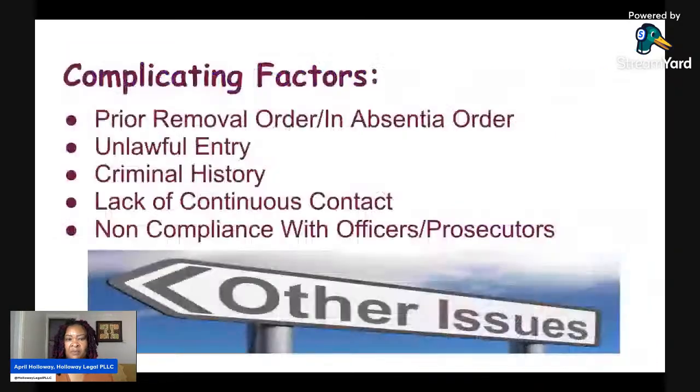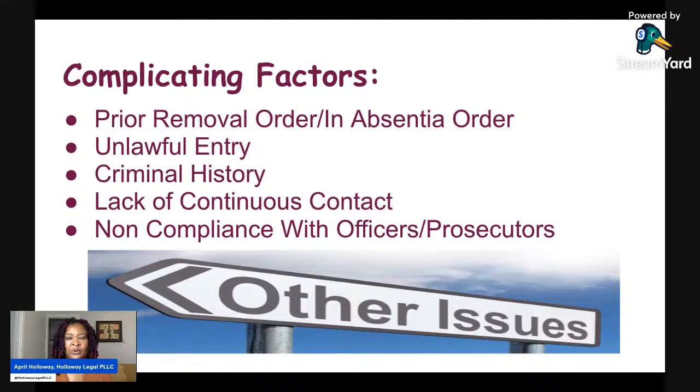There are some complicating factors in dealing with U visas. This does not mean that you cannot be granted residency through U visa. It just means that there's going to be an extra issue to deal with apart from those 3 steps. So the first one that we're going to talk about is if you have a prior removal order or in absentia order. So the difference is going to be, let's say you applied for asylum, your asylum case was denied, you were ordered removed, and you remained in the United States.